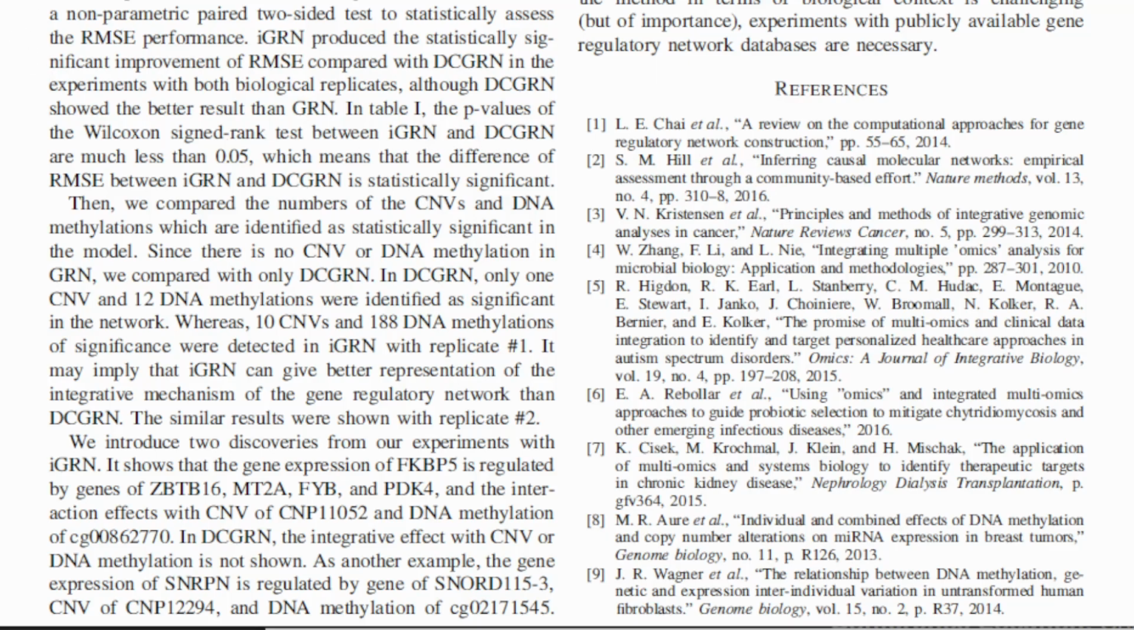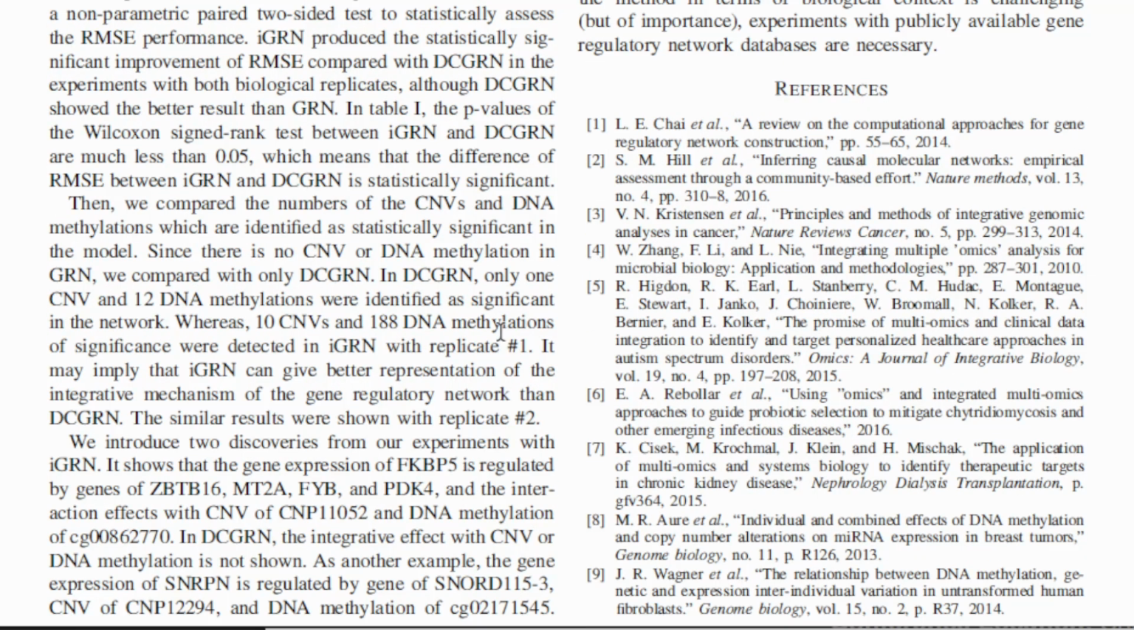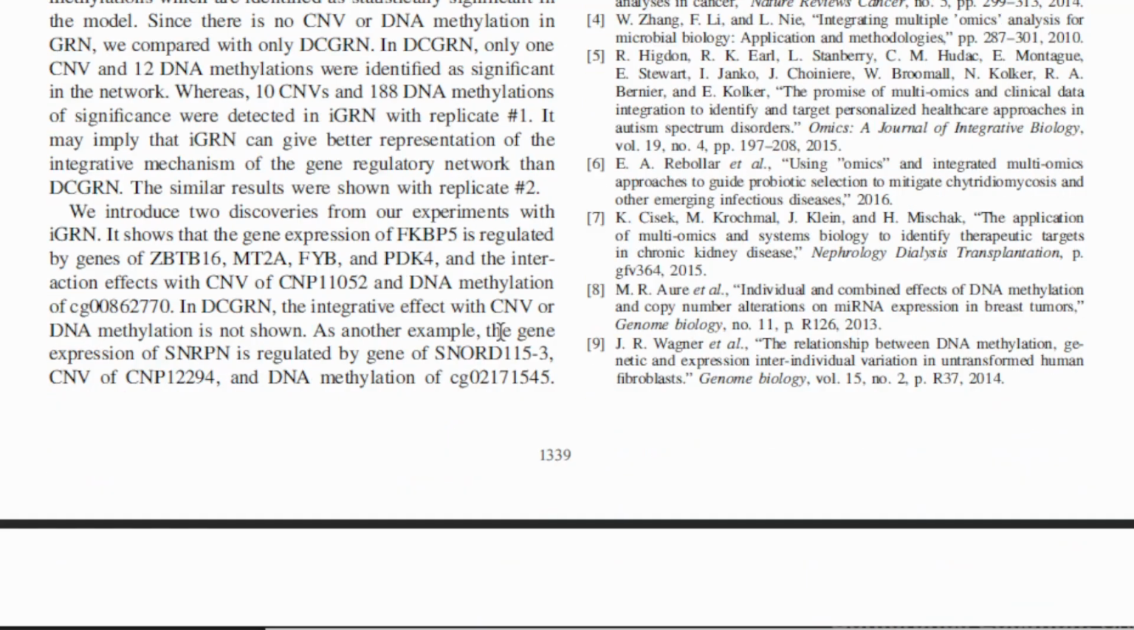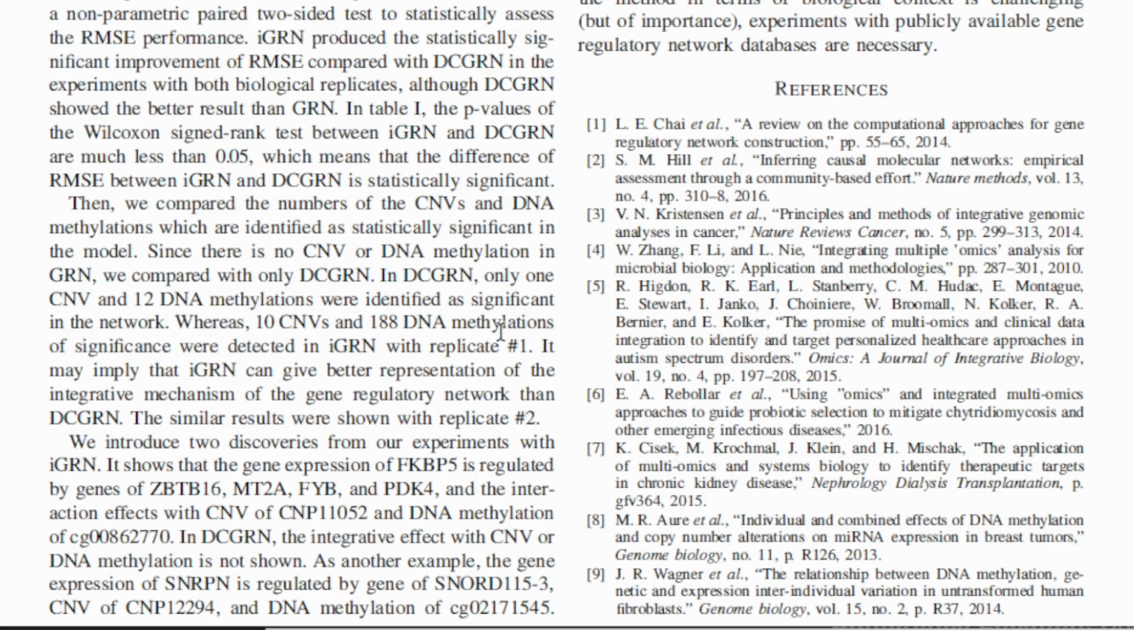1339 references, 1, L, each II, a review on the computational approaches for gene regulatory network construction, pages 55 to 65, 2014. 2, S. M. Hill et al., Inferring Causal Molecular Networks, Empirical Assessment through a Community-Based Effort. Nature Methods, Volume 13, Number 4, pages 310 to 8, 2016. 3, V. and Christensen et al., Principles and Methods of Integrative Genomic Analyses in Cancer, Nature Reviews Cancer, Number 5, pages 299 to 313, 2014.